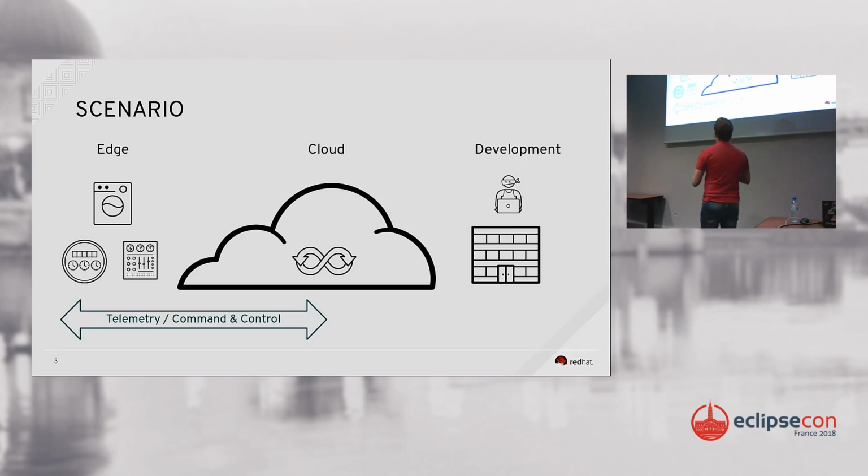So the simple scenario is you have the edge, and on the edge you have devices. You have multiple devices, many devices, millions of devices maybe, which communicate with the cloud infrastructure. Now, the communication which you have is telemetry, mostly, command and control to some degree, and in the cloud you have your applications. This is your custom applications, your business case of IoT.